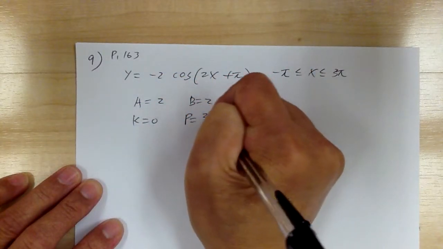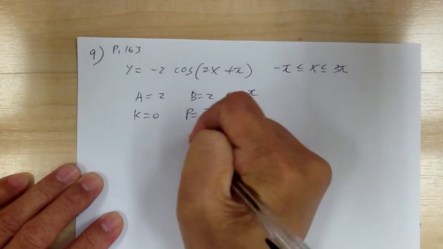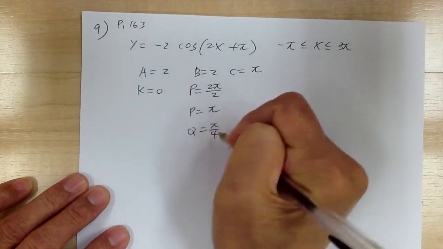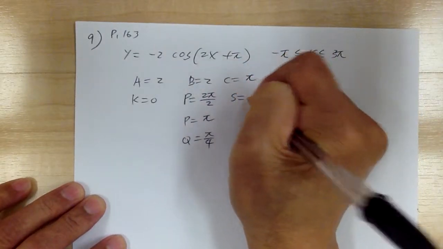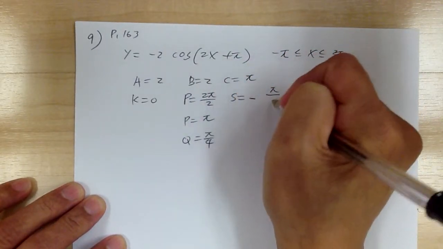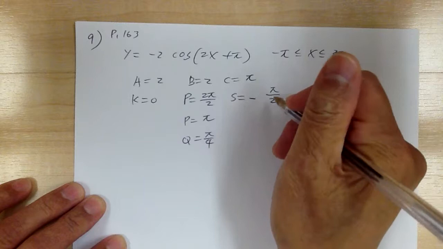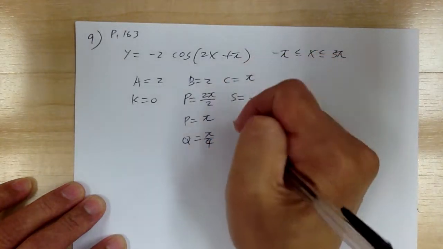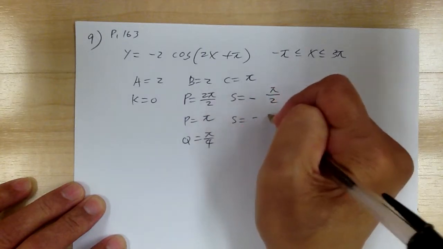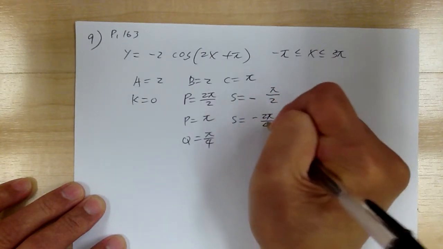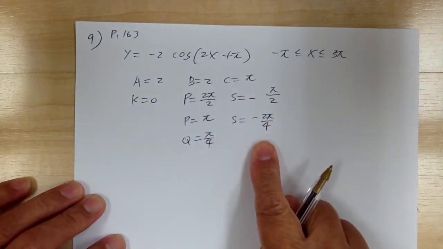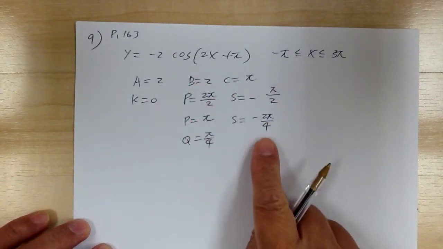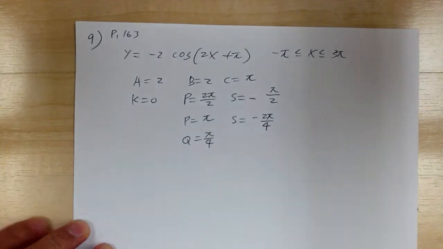Period equal to 2 pi over B. So period equal to pi. So Q equal to pi over 4. And the shift equal to -C over B. And notice they are not the same denominator, so let's go and make into common denominator. So S equal to -2 pi over 4. Okay, so now let's go ahead and do the graphing.